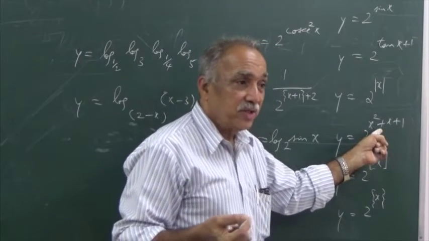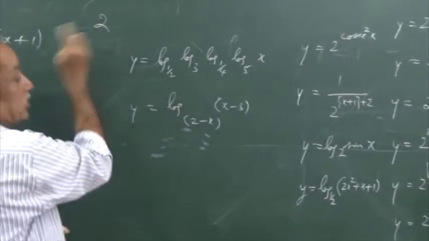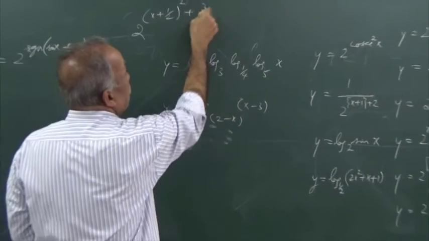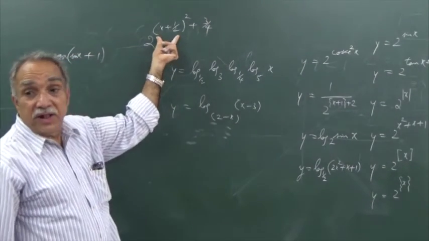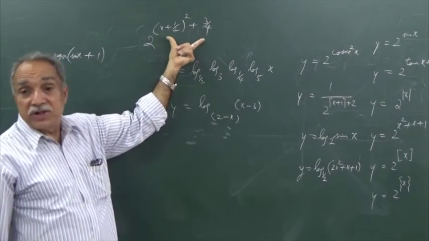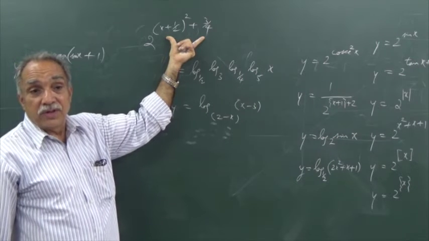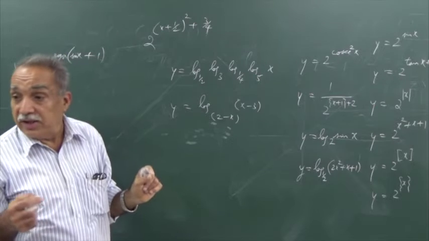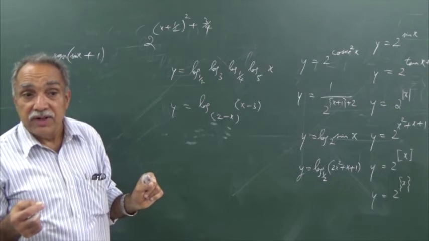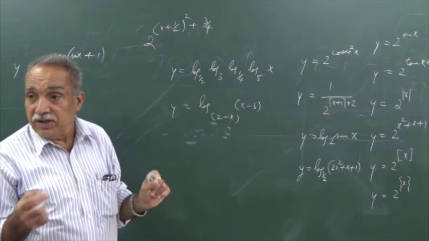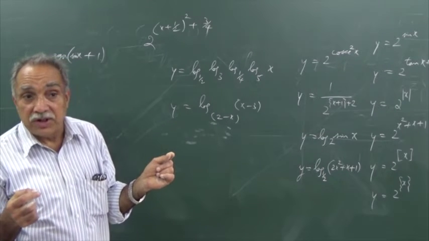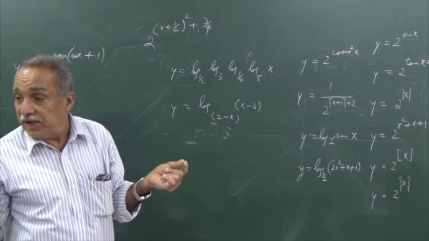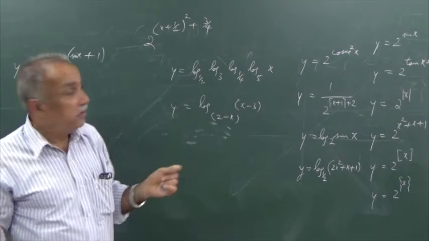Let me apply method of completing squares. The function will have as index of 2, x plus half whole square plus 3 by 4. This is always greater than or equal 0. So, the index is always greater than or equal to 3 by 4. Therefore, range for the function will be set of all numbers greater than or equal to 2 to the power 3 by 4. Interval will have left end point 2 to the power 3 by 4, right end point infinity, left end point will be a point of the interval, right end point open. Agreed.